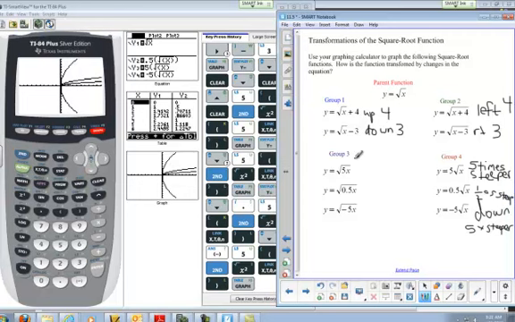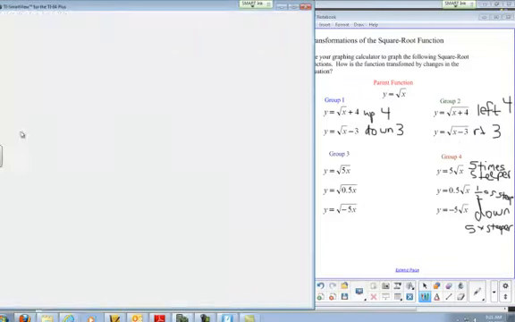Okay, hopefully you can read that. All right, so in group 4, the number on the outside makes it steeper if it's bigger than 1, less steep if it's less than 1 yet positive, and if it's negative, it's going to flip it on the opposite side. So what's happening with this? Let's put this group 3 in.